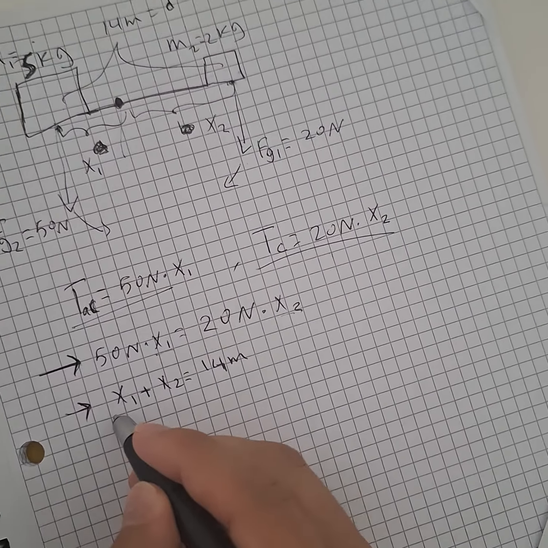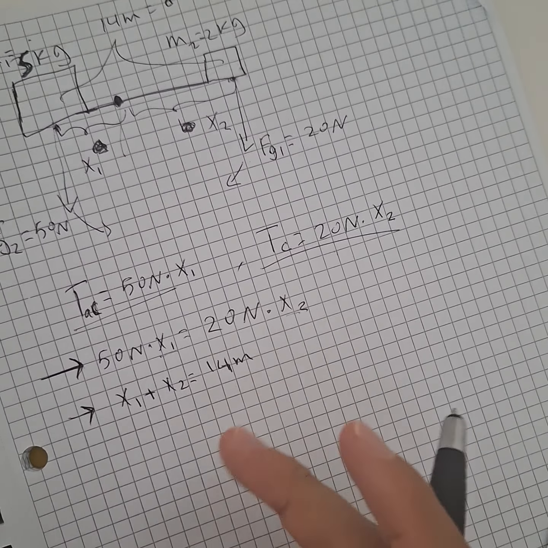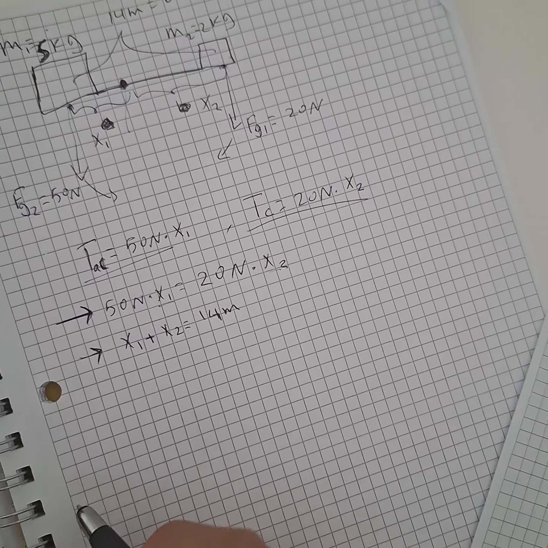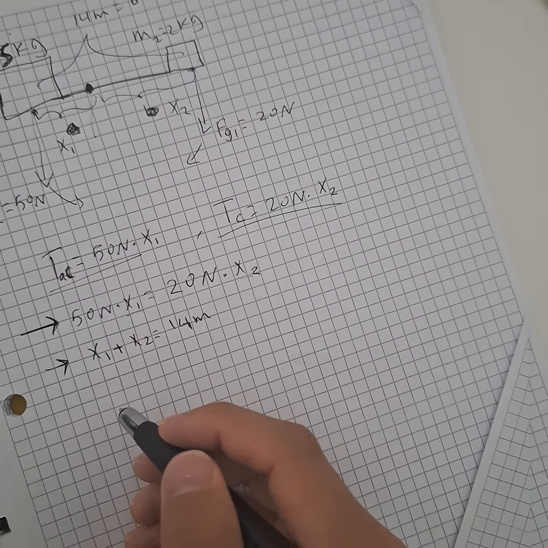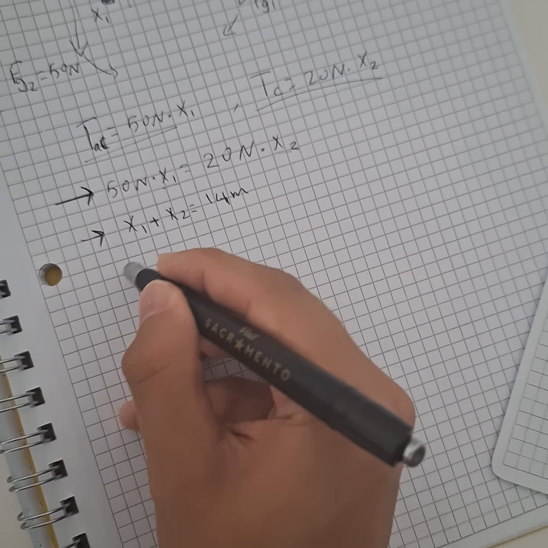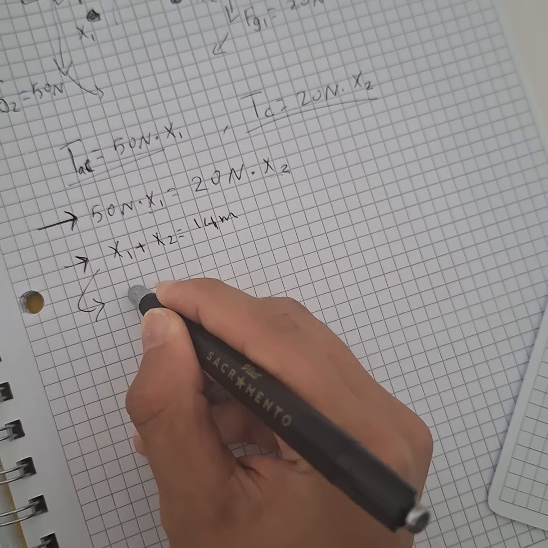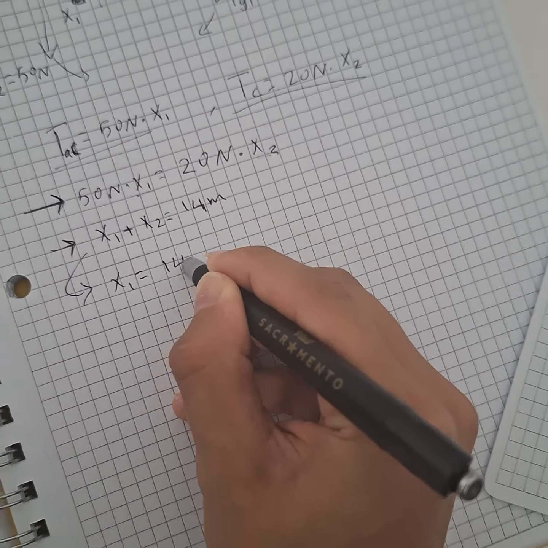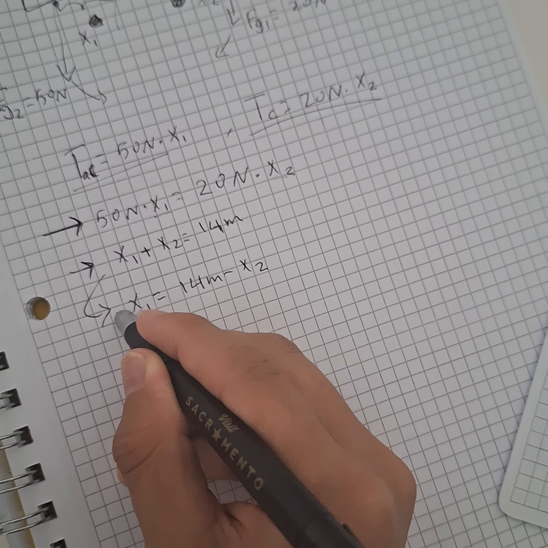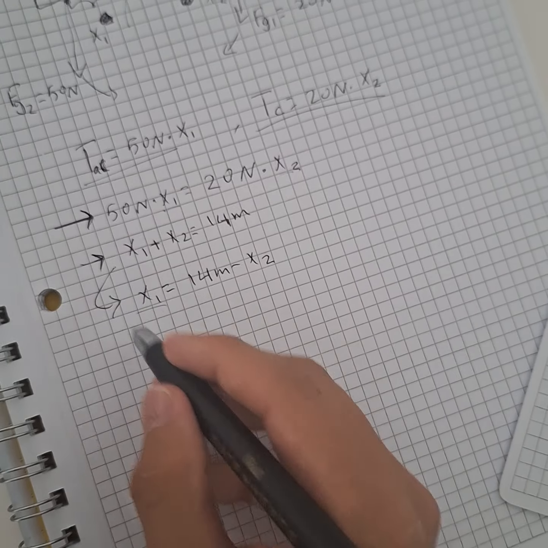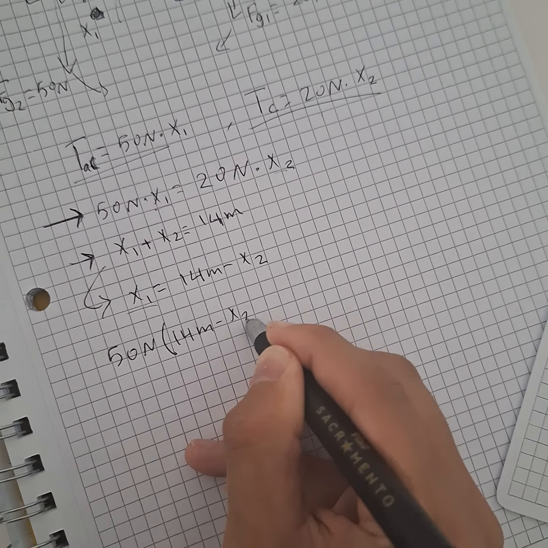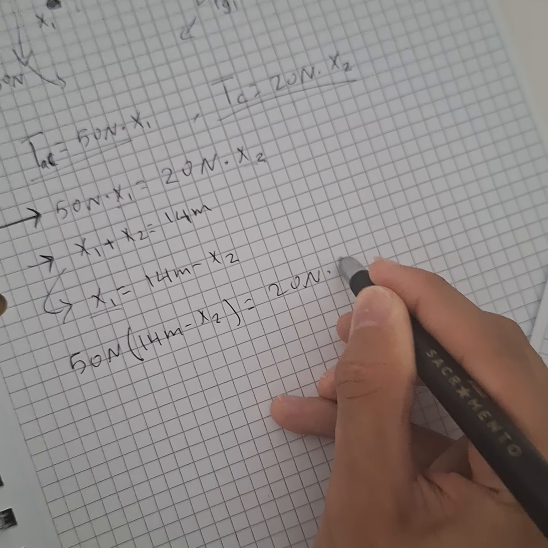So we have our system of equations here, and we have two unknowns in two equations. Using algebra, we can easily find x1 and x2. So let's do that quickly here. From the second equation, we get that x1 is equal to 14 meters minus x2. We will substitute the value of x1 into our first equation, giving us 50 newtons times 14 meters minus x2 is equal to 20 newtons times x2.